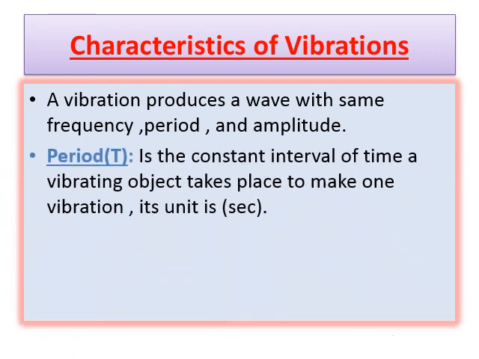Define period. Period is symbolized as T. It is the constant interval of time a vibrating object takes to make one vibration. Its unit is second.